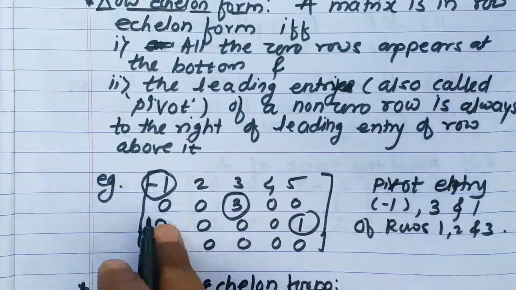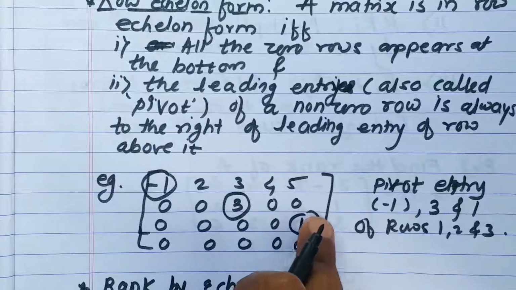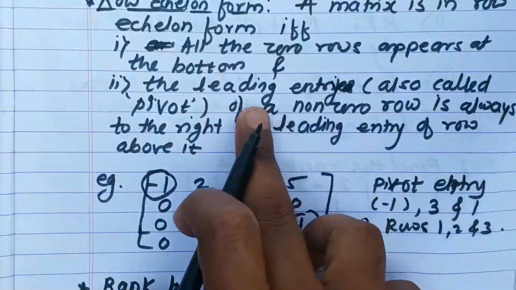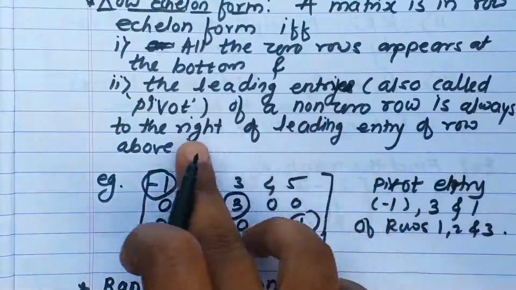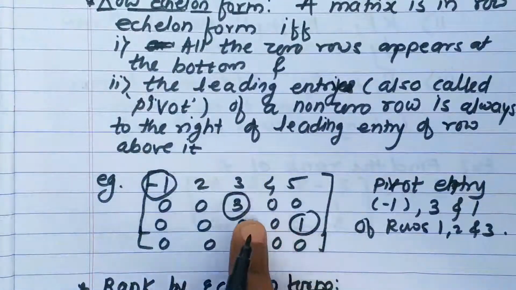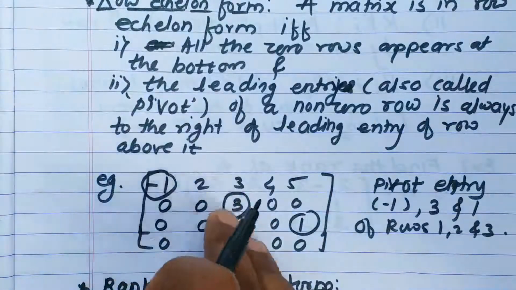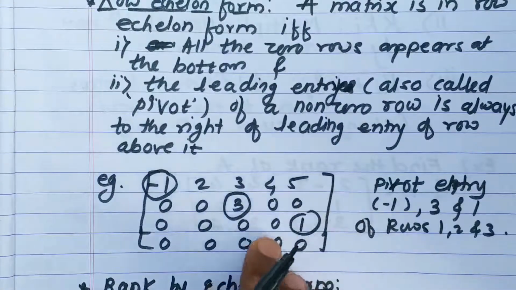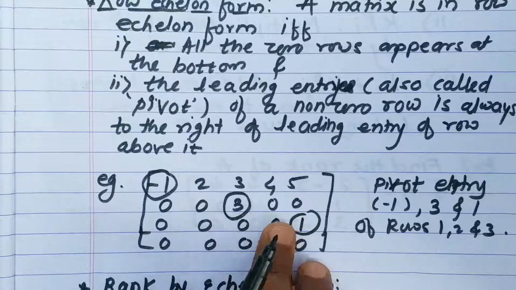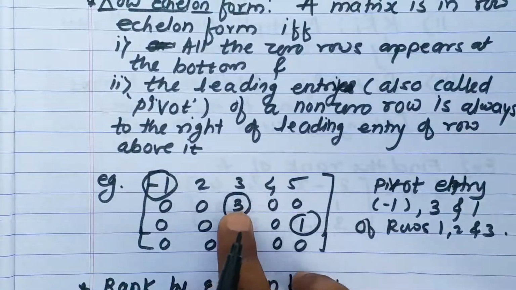If you consider the non-zero row number 3, the leading entry of this row is to the right of the leading entry of the row above it. You can see that the leading entry of a non-zero row is always on the right side of the leading entry of the row above it. So for the non-zero row above this row, its leading entry must be on the left and the leading entry of this row must be on the right. Whatever row we have at the bottom, that row's pivot entry must appear to the right of the pivot entry of the rows above.